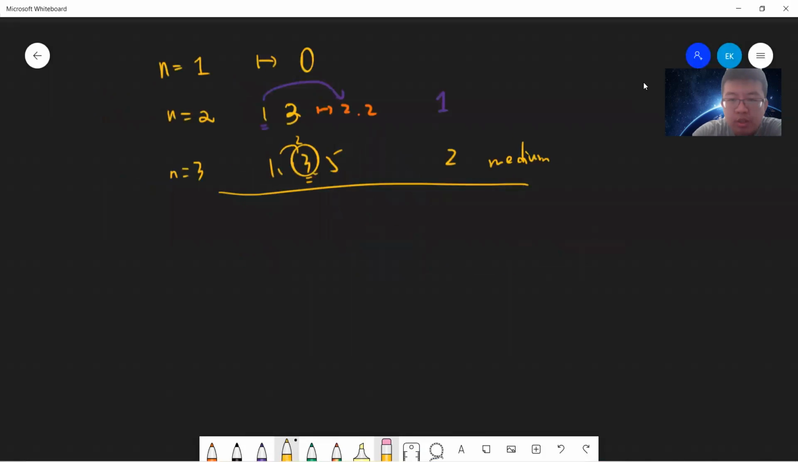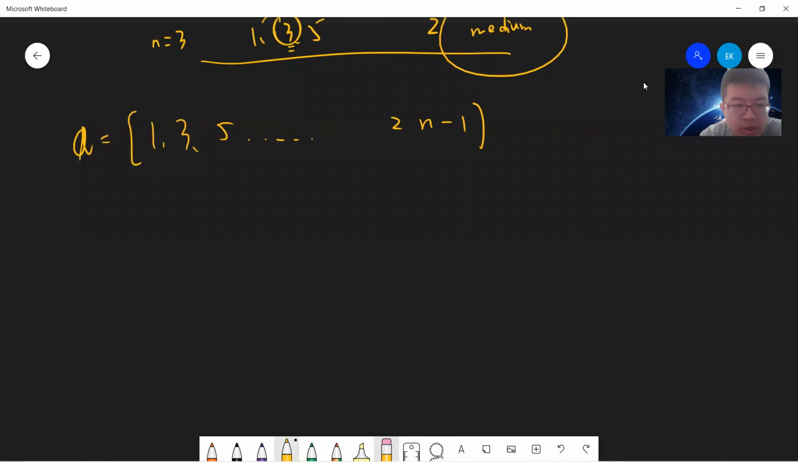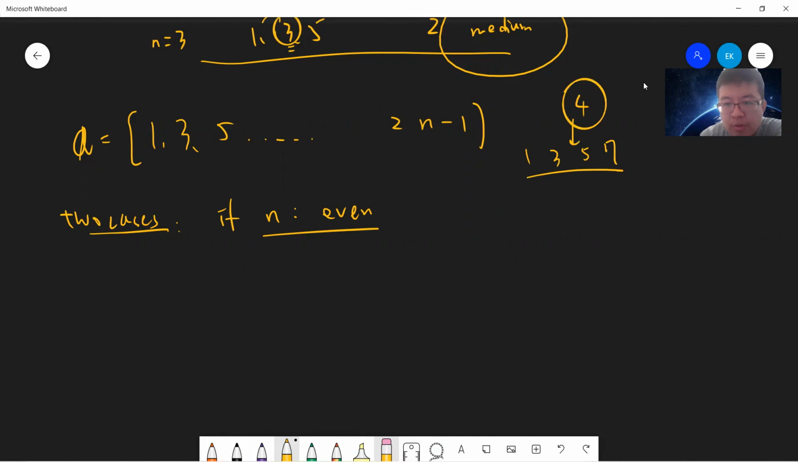If you know the median, then it's just a mathematical question, because your array will be 1, 3, 5, up to 2n minus 1. Let's consider two cases. Say n is even, for example 1, 3, 5, 7, and your median is 4. Your median will not appear in this array. In this case, your median will be 1 plus 2n minus 1 divided by 2, so it will be n.